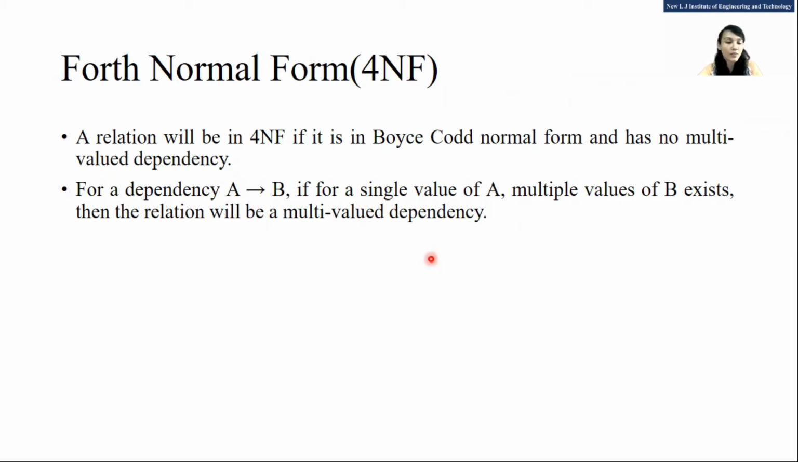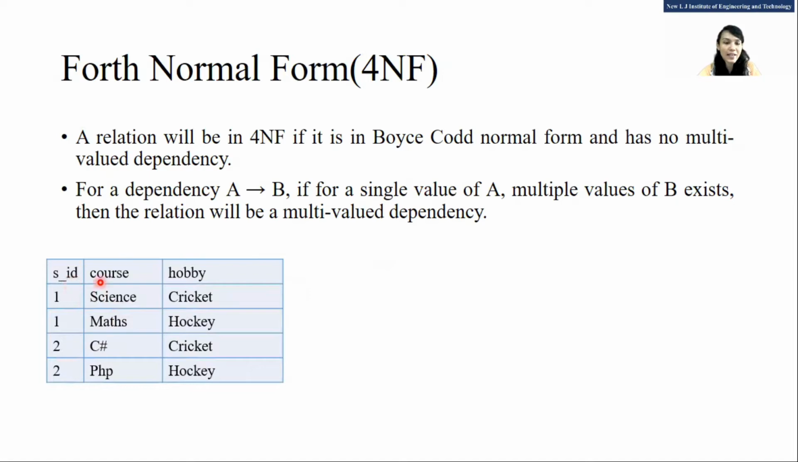Let's take an example to get more clarity. We have SID, course, and hobby. Now just to check what kind of data we are having. We have the same SID, first we have one, the course is science and hobby is cricket. And again I'm writing one because that student has taken another course also, and he has another hobby also, which is hockey. Then I have a second student who has taken two courses, C# and PHP, and he also has two different hobbies, cricket and hockey.